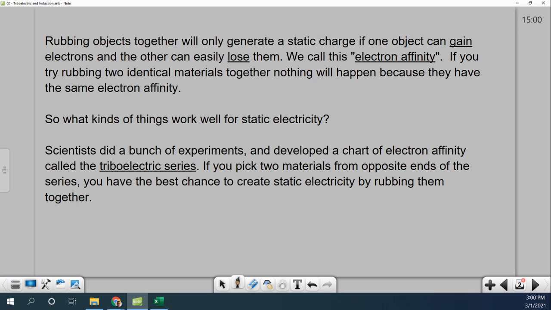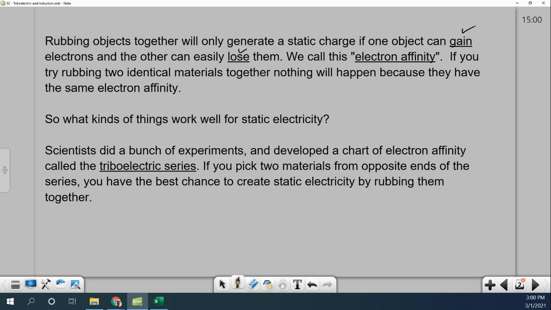So, gave that a shot, and you probably noticed literally nothing, right? If I grind paper together, it's not going to make any sparks. Otherwise, your binder would shock you every time you opened it. Rubbing objects together will only generate a static charge if one object can gain electrons and the other can easily lose them. Now, I got paper and I got paper.